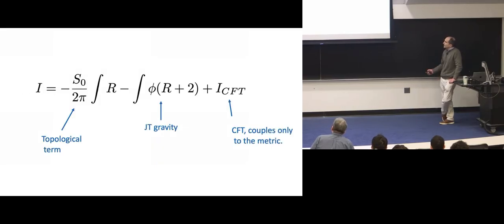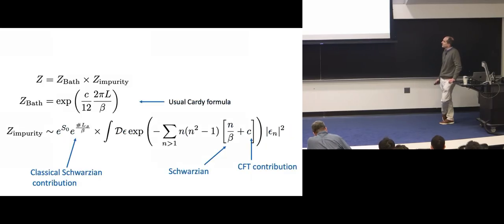Okay, so in the gravitating region, we have the usual topological term, the JT gravity term, and the CFT term. That would couple only to the metric. So the story will be very similar to the standard story in JT gravity, where we integrate over phi, we fix the metric to be purely hyperbolic, and then we have to focus on the CFT degrees of freedom.